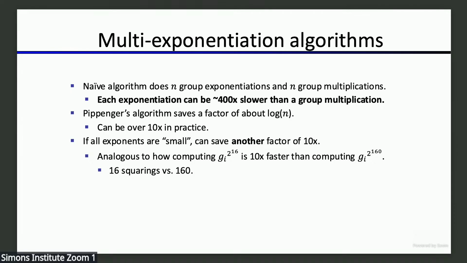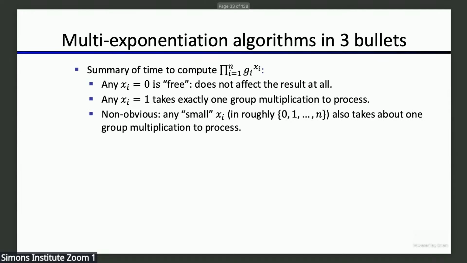This you would do by taking g^i and squaring it, and squaring that 16 times. This you'd have to do 160 squarings. So small exponents are faster to commit to. All right, so this is everything you need to know about multi-exponentiations, like in a slide, and then I'll give you the big picture of polynomial commitments.